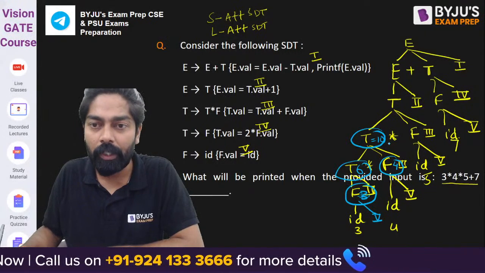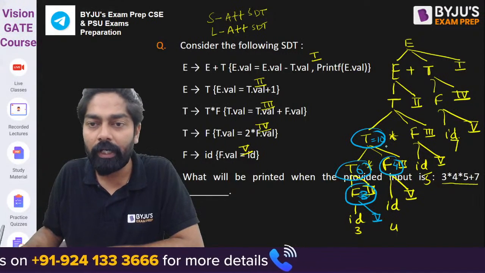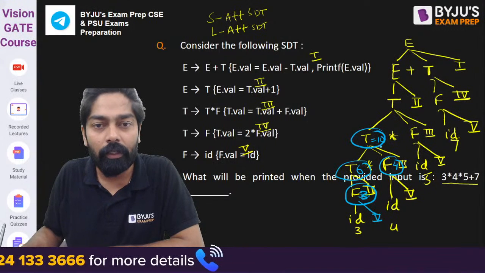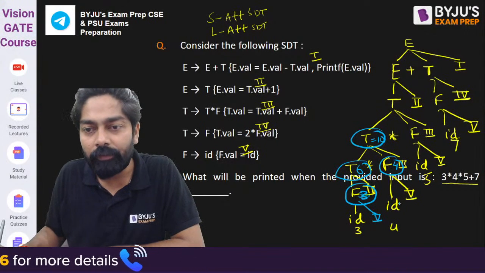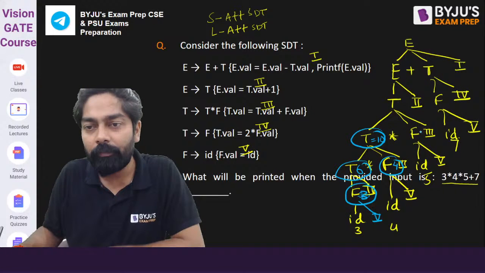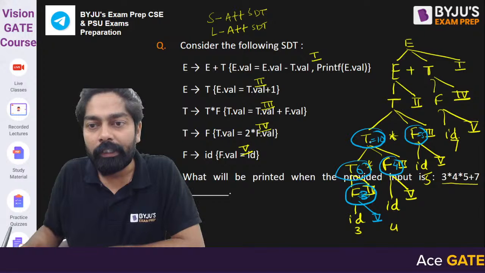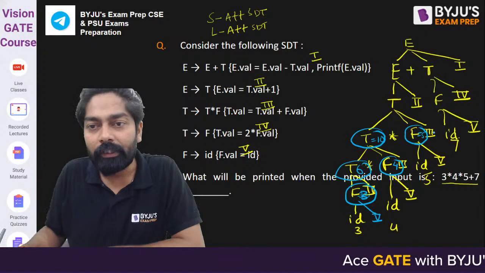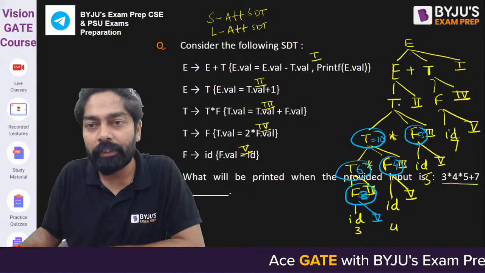Are you getting my point? 10. Let me check. Now what is this one, my dear friend? This one is nothing but ID, which is 5, so it is 5 here. Now see, 10 is the third one, and 10 plus 5 is 15.